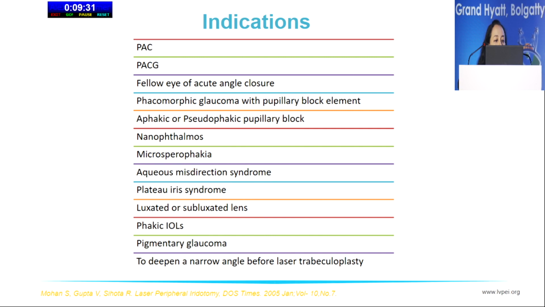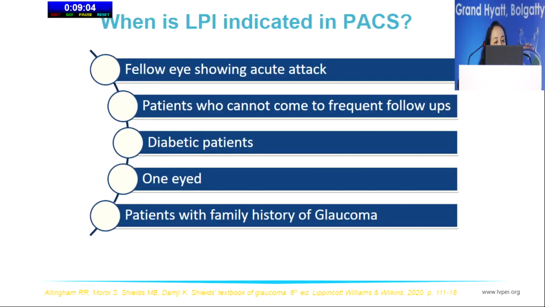Many indications are seen from this list. These include PAC, PACG, the fellow eye of acute angle closure. Sometimes some people do it for phacomorphic glaucoma, although this is not very much advised. Aphakic or pseudophakic pupillary block, nanophthalmos, microspherophakia, plateau iris, phakic IOL sometimes, pigmentary glaucoma, or to deepen a narrow angle before laser trabeculoplasty. So when do we do it in PACS?